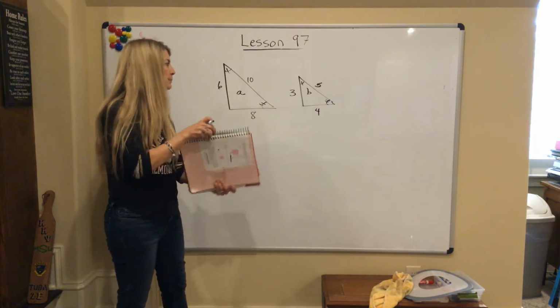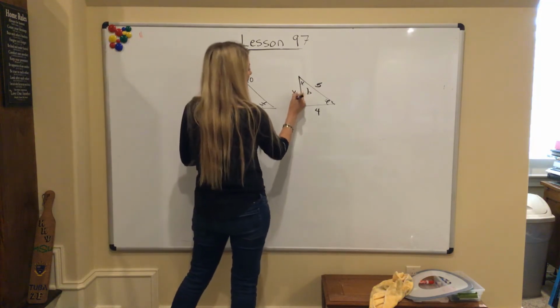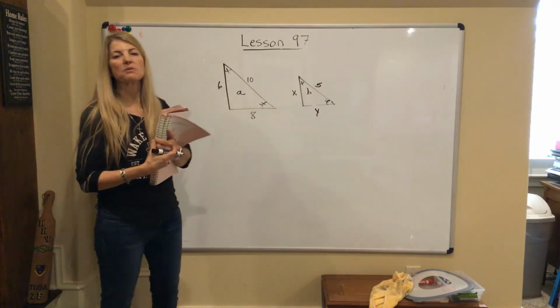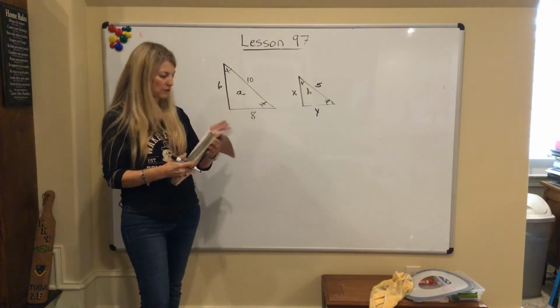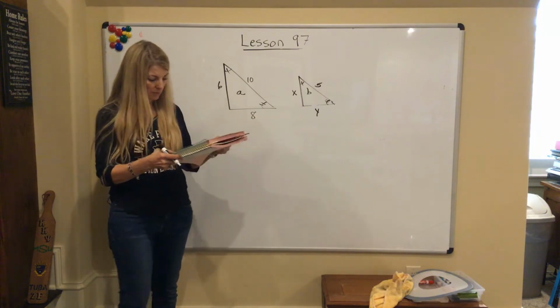Now, if you didn't know any of these numbers, like if this was an X and this was a Y, you could use these relationships and ratios to figure out what the measures of those angles would be. And that's what you're going to do in a lot of your homework problems.